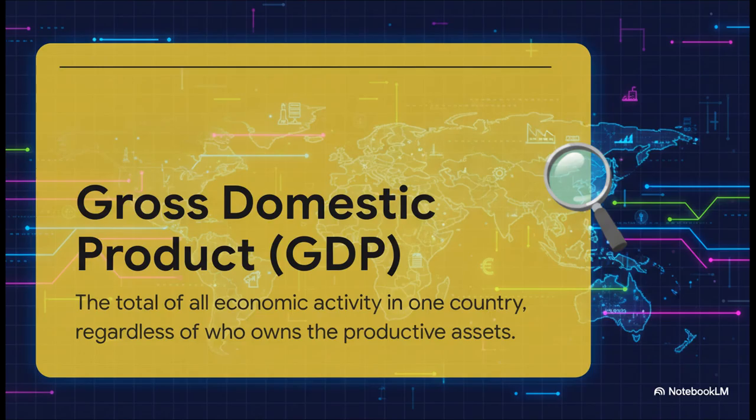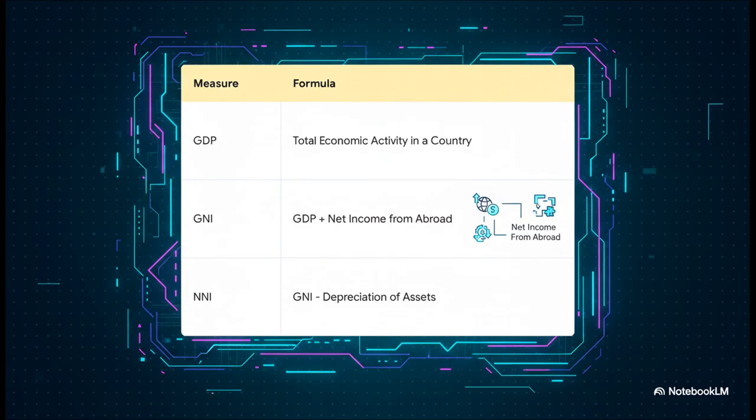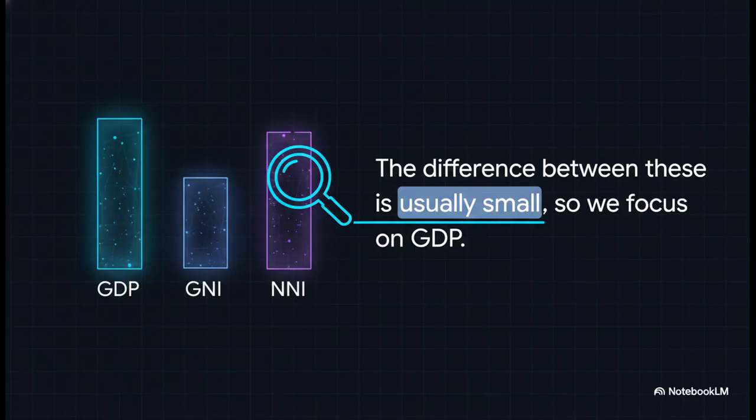Basically, GDP adds up the value of everything made inside a country's borders. Simple as that. Think of it like a country's main report card. All the big economies use it. Now, GDP isn't the only game in town. You've also got GNI and NNI. They're a bit different, but honestly, the gap between them is usually pretty small.